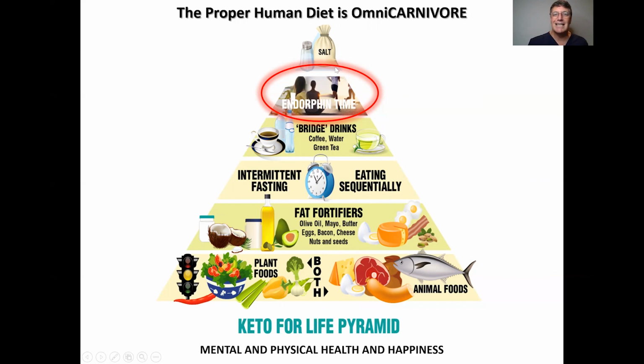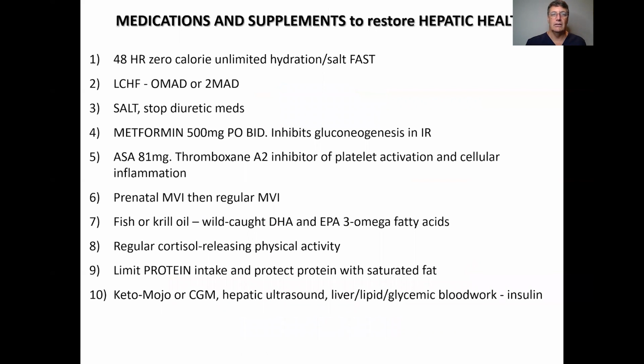Drink lots of fluids and salt in between your meals and with your meals, and make a lot of time for fun things, particularly physical activity, to activate cortisol. That, folks, is called the proper omnicarnivore human diet. And you cannot have non-alcoholic fatty liver disease if that's the way you eat.